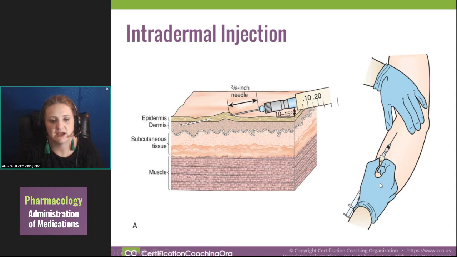Think of it as the bubble wrap poppers that come when you get a package, a little bubble like that. That's what they're making. And this is the angle. Again, a tiny little needle, and it's going to go just into the epidermis, just right underneath there into the dermis at an angle.